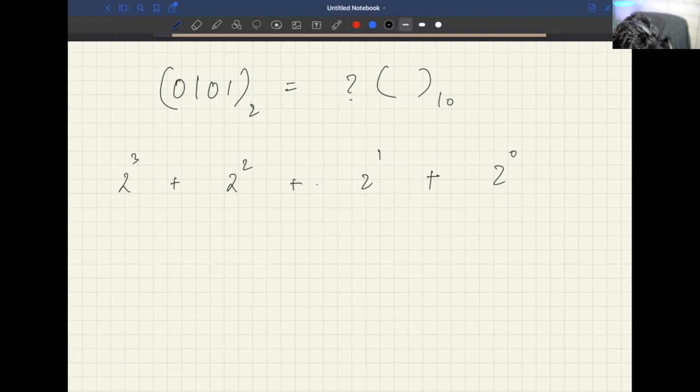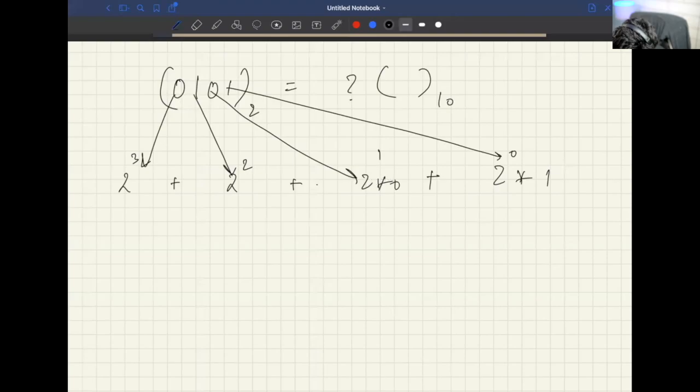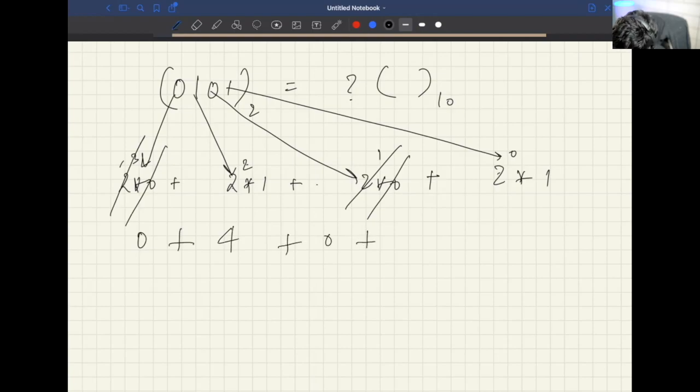Then just multiply this with this, this with this, this with this, and this with this. Multiply by 1, multiply by 0, multiply by 1, multiply by 0. This will be cancelled out because multiplied by 0 is 0. 0 plus 2 to the 2, 4 into 1, plus 0, plus 2 raised to power 0 is 1, 1 into 1 is 1, equal to 4 plus 1, 5. Here we have our answer.